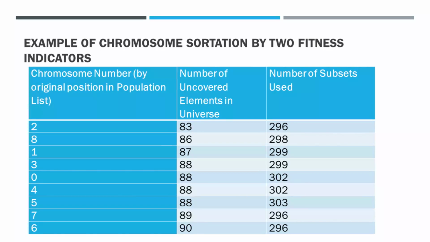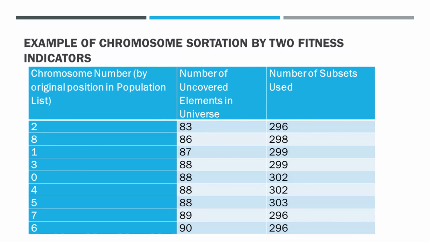And then in the second column, we have the number of uncovered elements in the universe. And this, you can see, is sorted completely, going from the smallest number of uncovered elements up to the largest number of elements. And this is what we want to sort based on first, because it's more important to our solution that we cover all elements in the universe. Otherwise, we could just say that we have 0 subsets used and we have a maximum number of elements in the universe, and that really doesn't tell us anything useful at all. So you can see here we have 83 going to 86, 87, we have several 88s in a row, and then going all the way up to 90 uncovered elements in the universe.